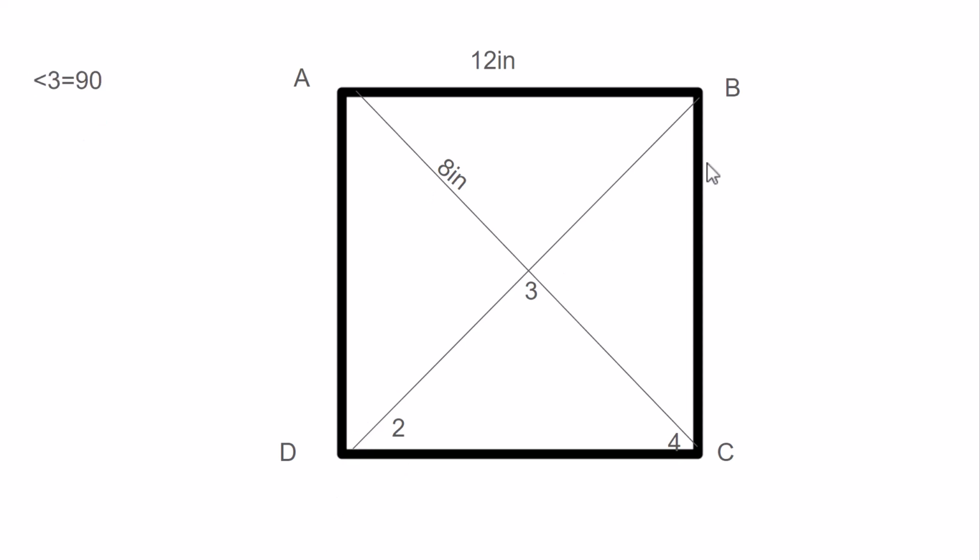Last one, angle 3, 90 degrees. As you know, everything's 90 degrees, so if these are 45, that equals 90, and then 90 plus 90 equals 180, which is as much as a triangle.